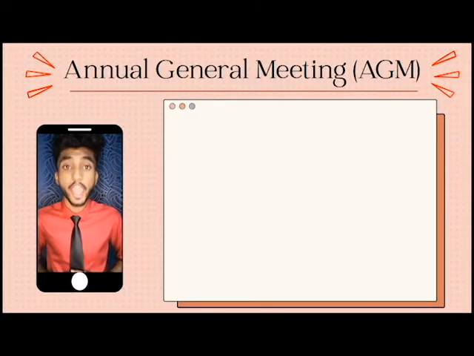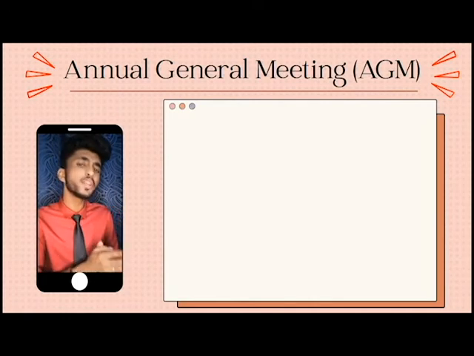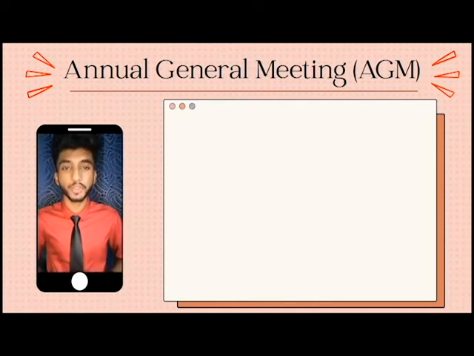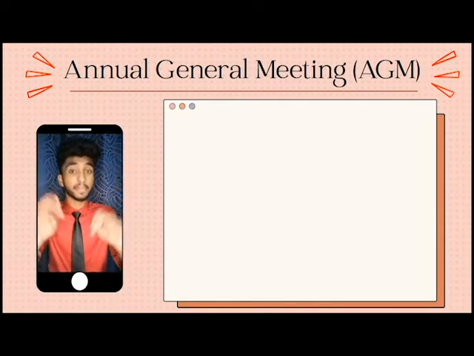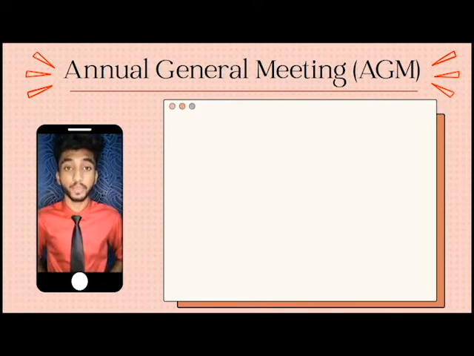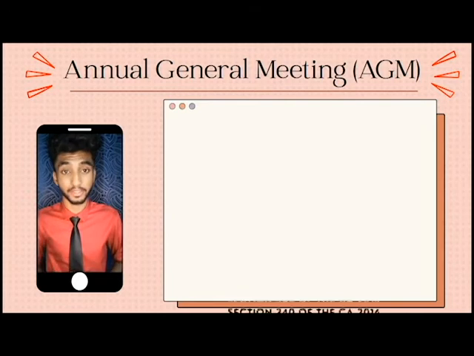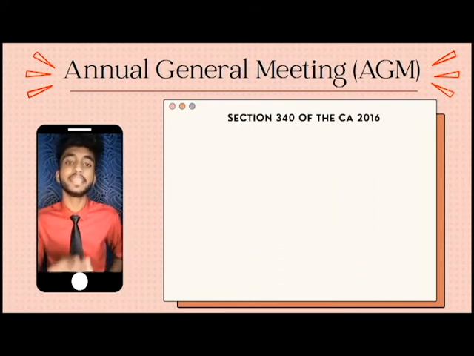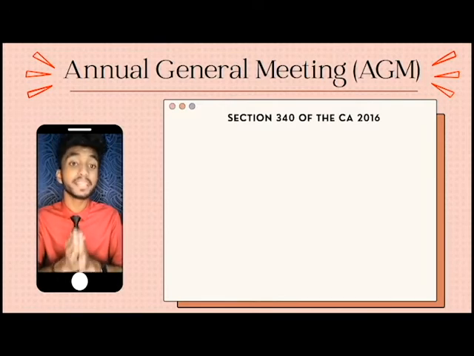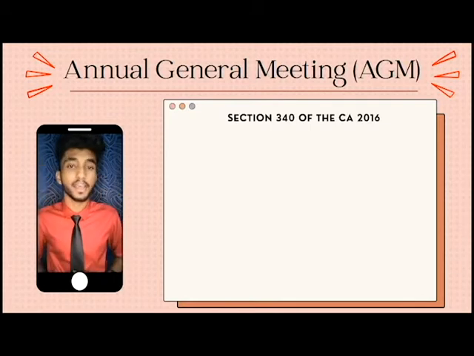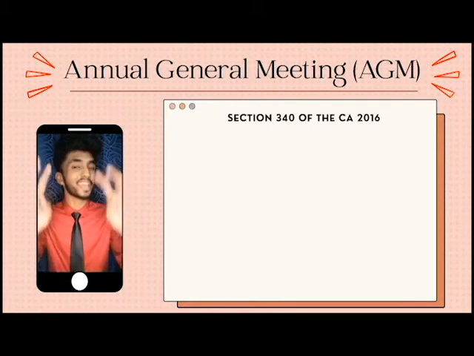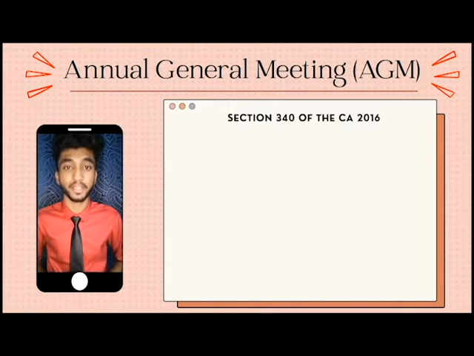Second is the annual general meeting. The annual general meeting, also known as AGM, is a yearly gathering between the shareholders of a company and its board of directors. According to section 340 of the Companies Act 2016, only a public company is required to hold an AGM. Thus, for a private company, an AGM is optional.